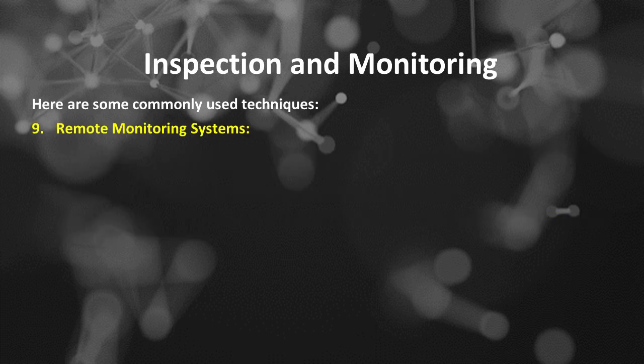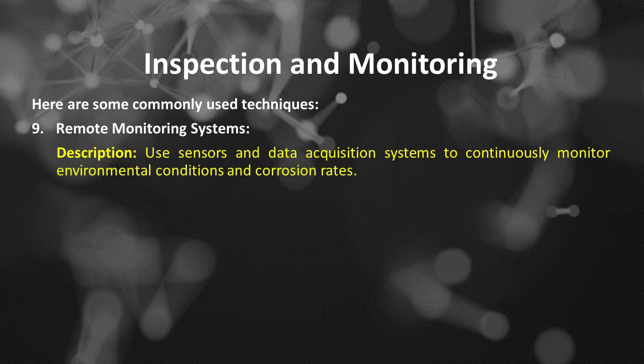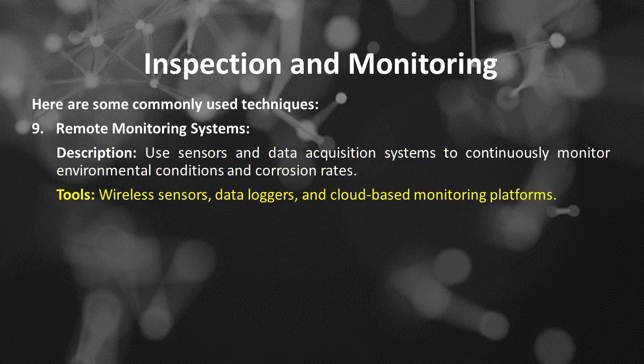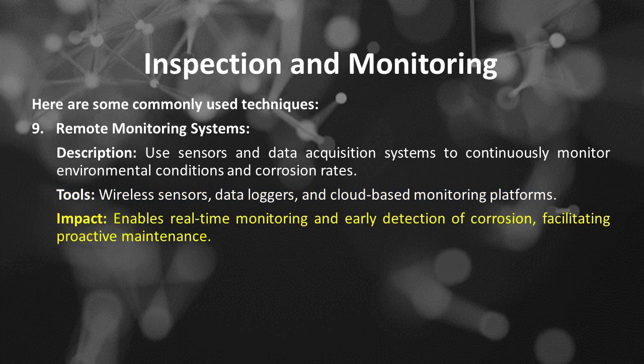Technique number 9 is remote monitoring systems. Remote monitoring systems description. Use sensors and data acquisition systems to continuously monitor environmental conditions and corrosion rates. Remote monitoring systems tools: wireless sensors, data loggers, and cloud-based monitoring platforms. Remote monitoring systems impact: enables real-time monitoring and early detection of corrosion, facilitating proactive maintenance.